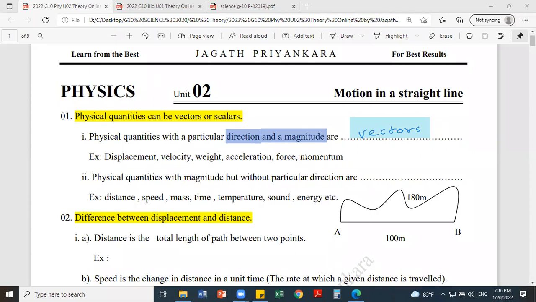Second blank, right? Only magnitude but no definite direction. If you can, write here quantities with only magnitude, and add the word "only". Only magnitude, no direction, without direction. Look at the screen. Only magnitude but no direction. They are called scalar quantities or non-vectors.